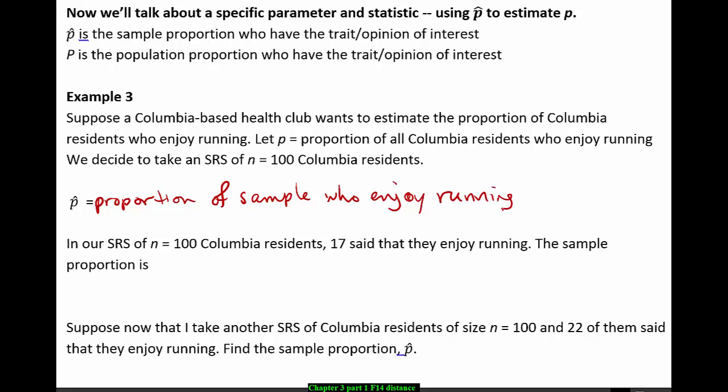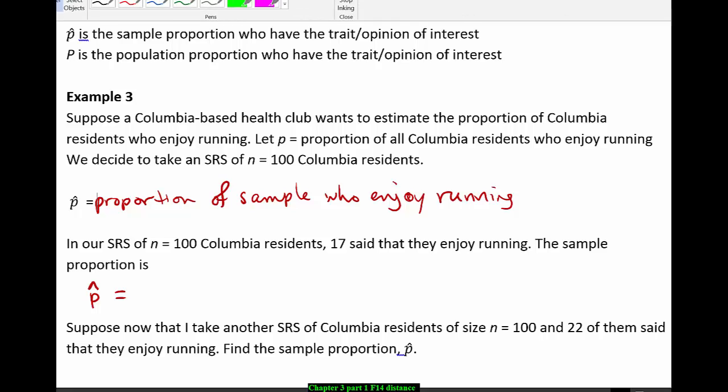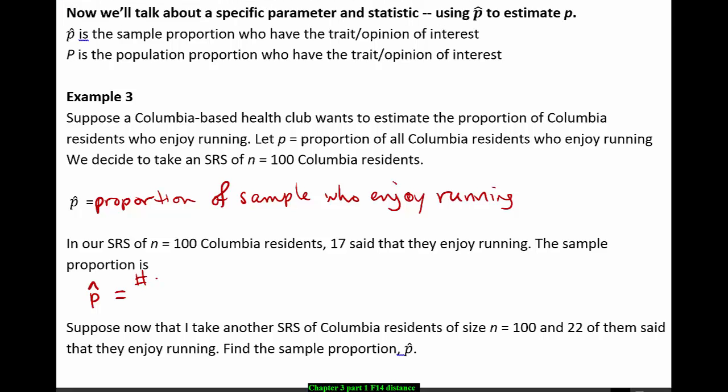After taking the poll, it's discovered that 17 of the 100 Columbia residents said that they enjoy running. The sample proportion is then 17 who said yes. That is the number who said yes divided by the sample size. 17 said they enjoyed running out of the 100 people in our poll. And if you punch that in your calculator, it comes out to be 0.17. And a lot of us like thinking in terms of percentages. Moving the decimal places over 2 places to the right, it comes out to be 17%.